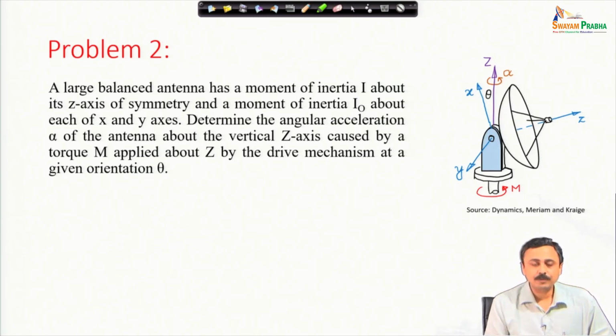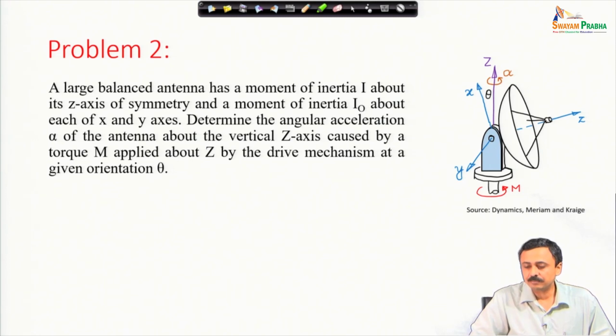We move over to the next problem from the book of Meriam and Craig. A large balanced antenna has a moment of inertia I about its z axis. This z axis is the axis of symmetry, and a moment of inertia I naught about each of x and y axis. Determine the angular acceleration alpha of the antenna about the vertical z axis caused by a torque M applied about capital Z by the drive mechanism at a given orientation theta.